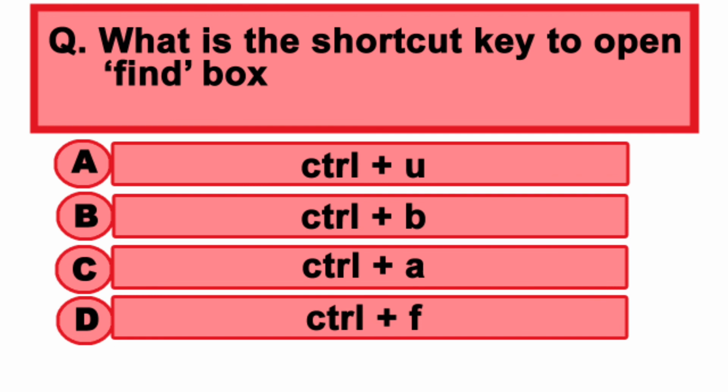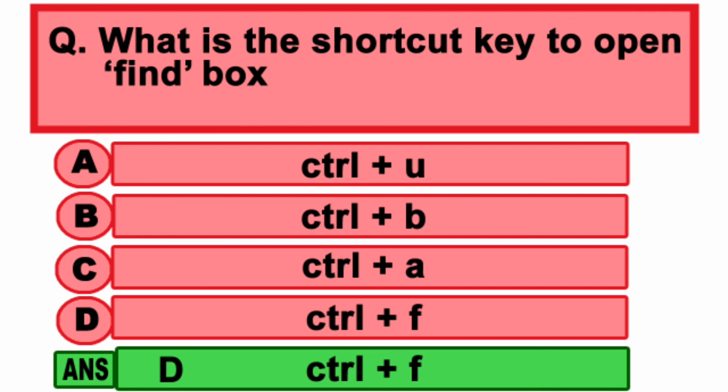What is the shortcut key to open Find Box? The options are A. Ctrl U, B. Ctrl B, C. Ctrl A, D. Ctrl F. Ctrl U is most often used to underline the text. Ctrl B is used to toggle bold text on and off. Ctrl A is used to select all document content. Ctrl F is the keyboard shortcut key for the find command.